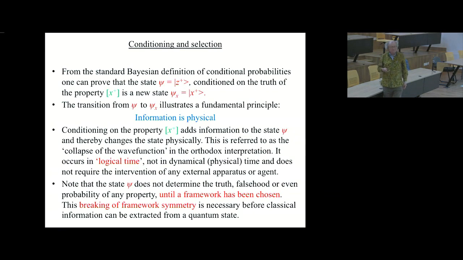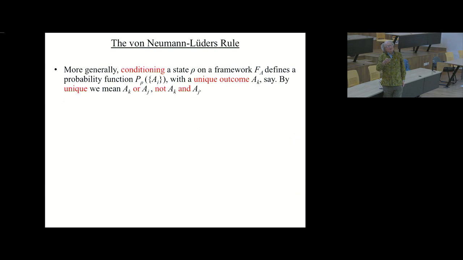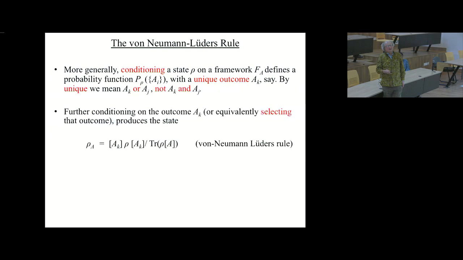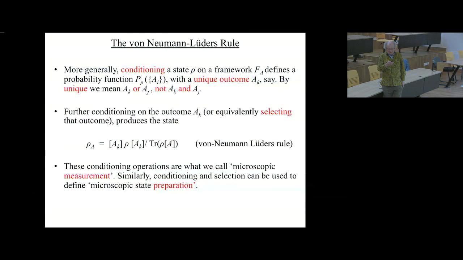within that framework. Okay, well, the von Neumann-Luders rule is precisely what I talked about, the collapse of the wave function. You can redefine it more generally. I did it on the Bloch sphere. I won't belabor that. This double selection of first a framework and then an outcome within that framework is what I call a microscopic measurement. And similarly, a microscopic state preparation, because that outcome prepares a new state.